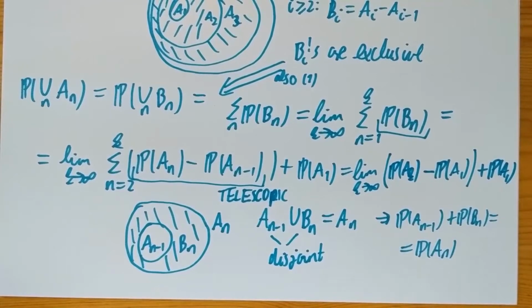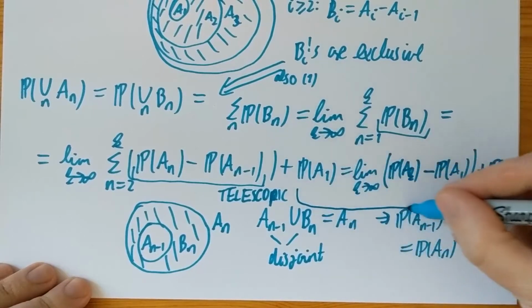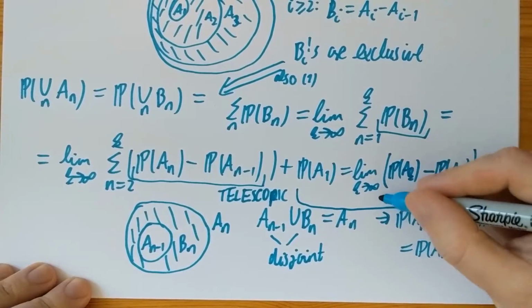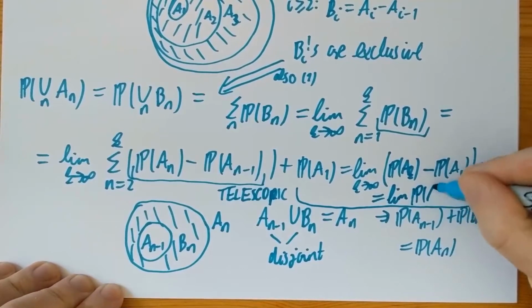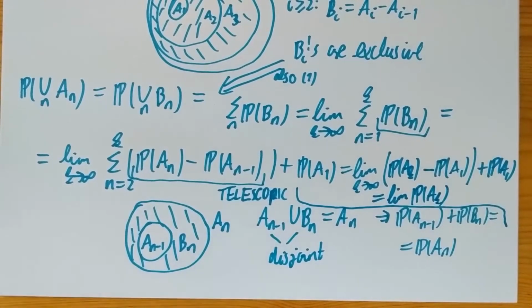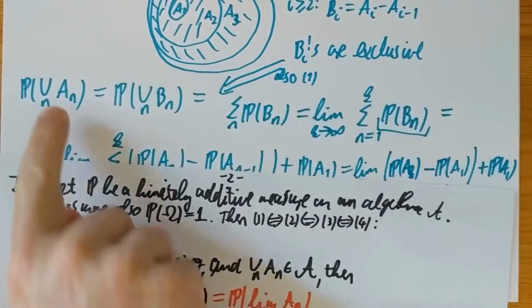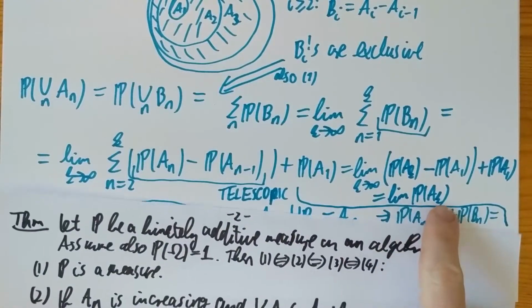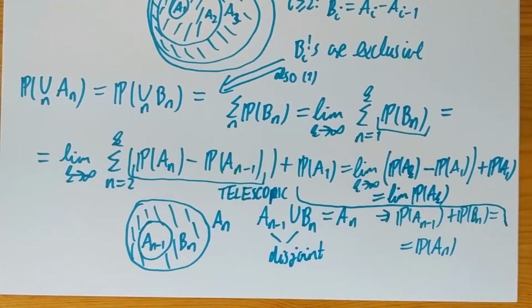And we're done, because what we proved is that we have the limit as k goes to infinity of p of ak, and that's exactly what we wanted to show. The probability of the union is equal to the limit of the probabilities. Okay, so now 2 is done. So 1 implies 2 is done.